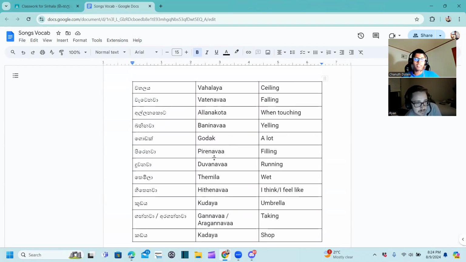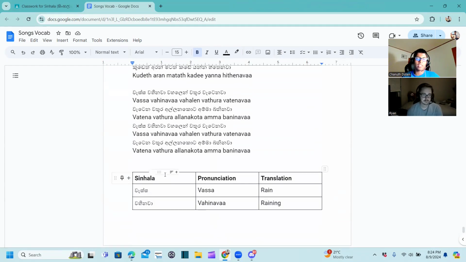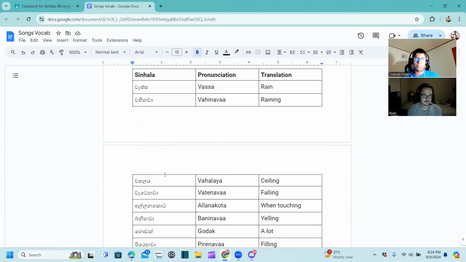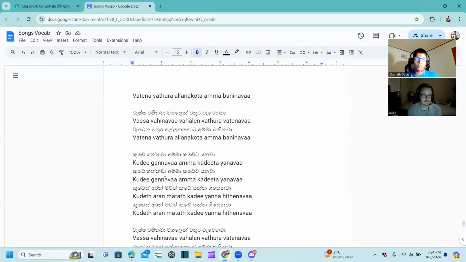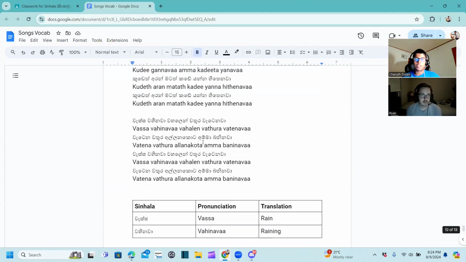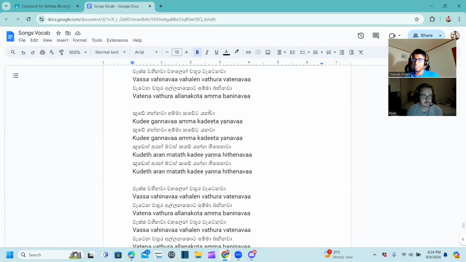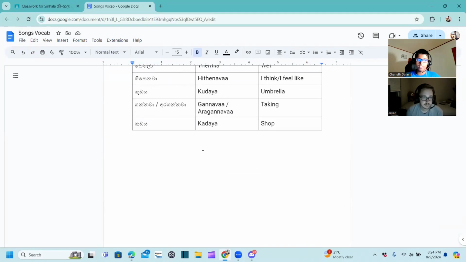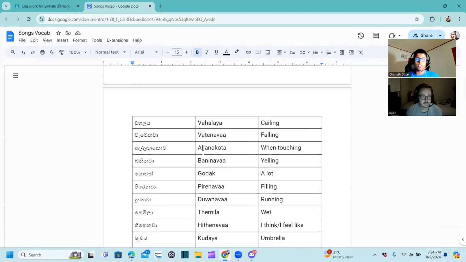There's actually fewer words we have to learn because we already learned some words before. I think we learned about amma. Do you remember what it means? Mom. And yanava. Do you remember what it means? Is it to go? Yep, there you go. So we already learned some words, so we have fewer words to learn from the song.